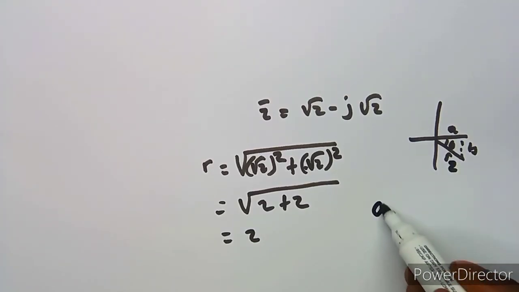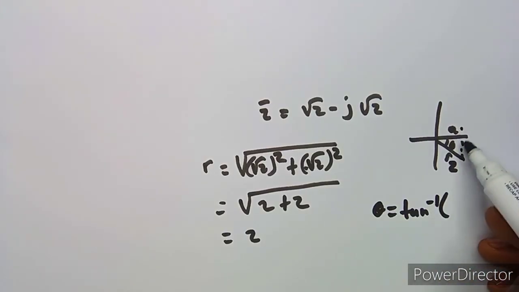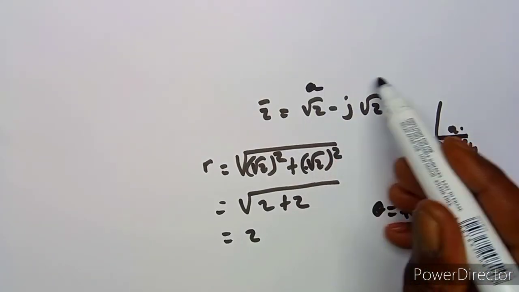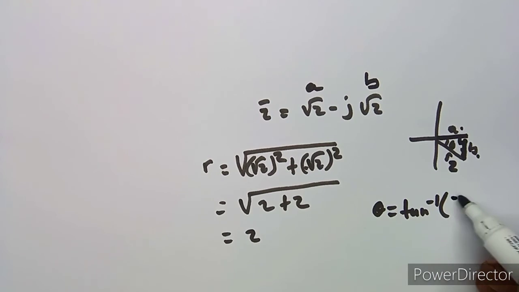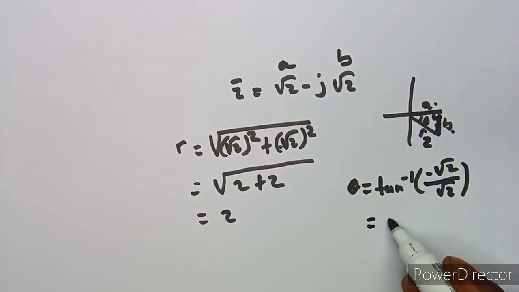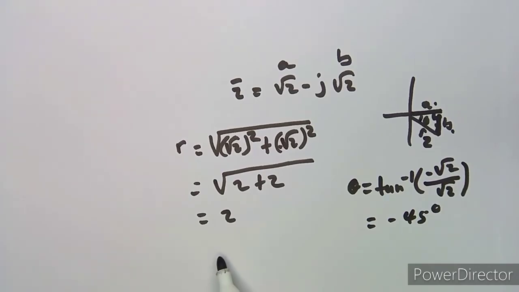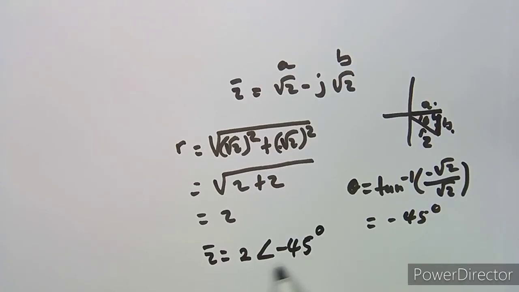Then you calculate the angle theta. Remember, theta is equivalent to arctan of b over a, which is opposite over adjacent. So this is your a and this is your b. It's a minus square root of 2 over square root of 2, which is negative 45 degrees. Depending on what you need, it can be negative 45 degrees. So in polar form, our z bar is going to be 2 angle of minus 45 degrees.